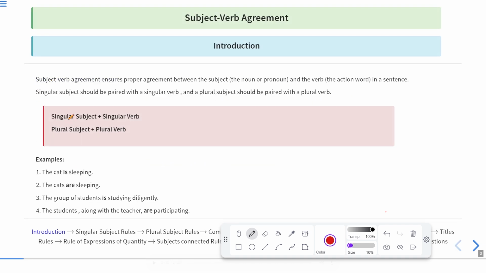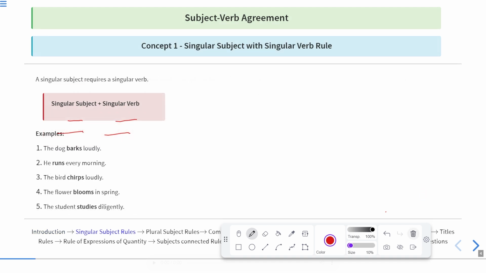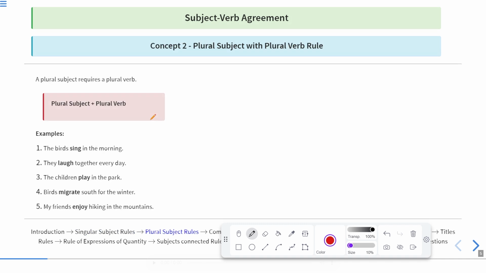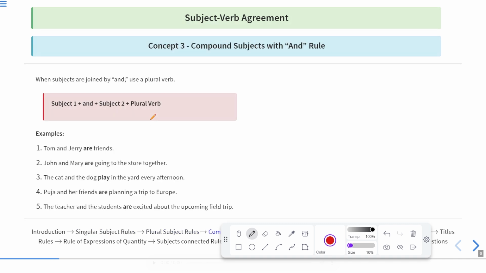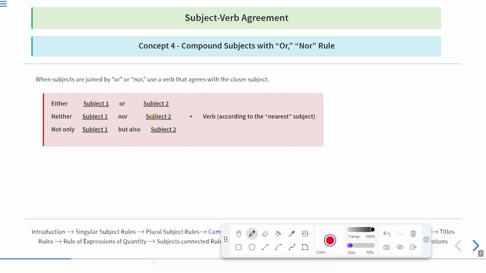Here, the first rule is singular subject plus singular verb, plural subject plus plural verb. Okay, the next rule was singular subject plus singular verb. Then the rule was plural subject plus plural verb. Then subject 1 and subject 2: when we join two subjects together with the help of "and", it should be followed by the plural form of the verb. But in the case of a pair of words, we can use a singular verb. Then in the case of either/or, neither/nor, not only/but also, the verb should agree with the nearest subject.